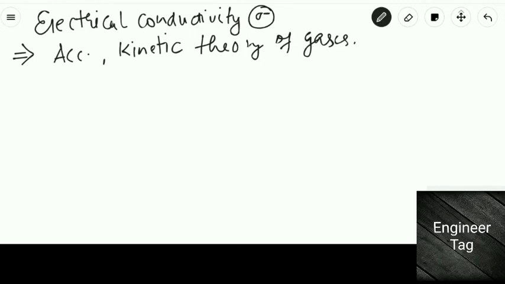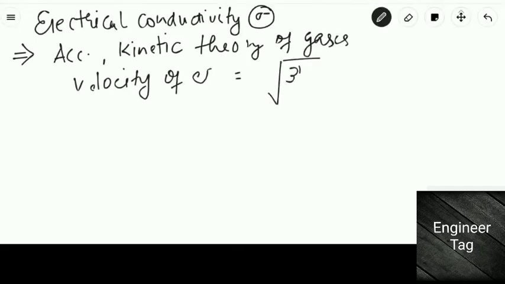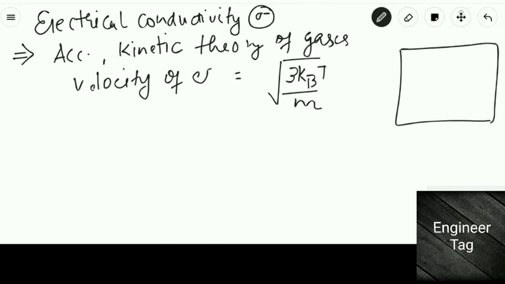Velocity of electron will be under root of 3 kbt by m. Initially, we are considering that electrons are moving randomly, and the random velocity is this, under root of 3 kbt by m. Here kbt is your Boltzmann constant, T is temperature in Kelvin, m is the mass of electron.